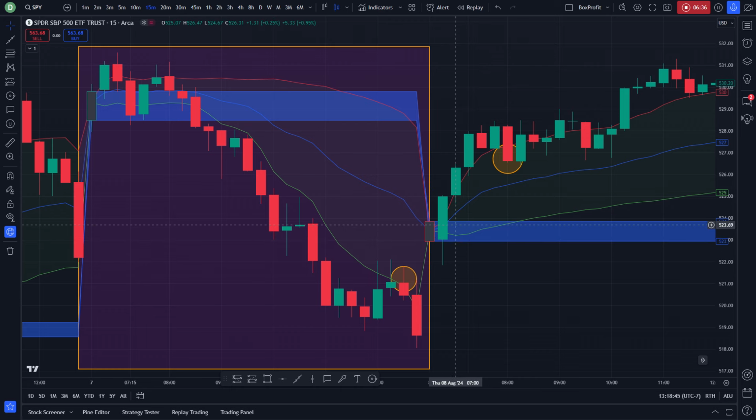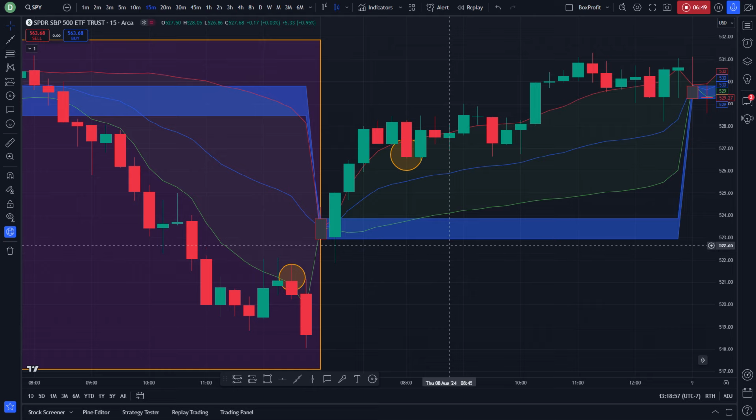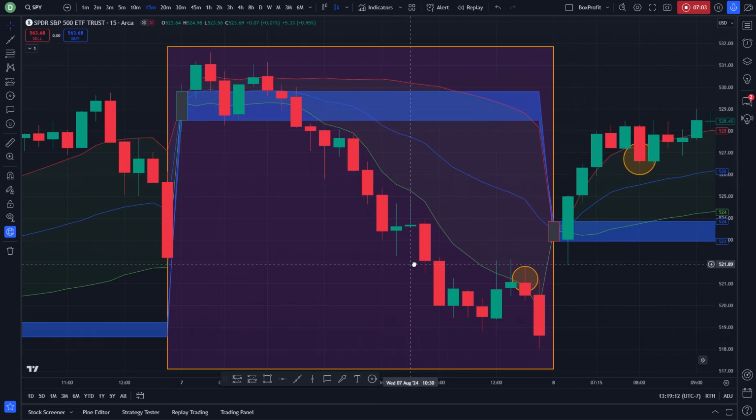So the open range breakout allows us to capture that early morning sentiment. And in addition to that, we have the VWAP giving us the confidence for riding the trend, and along with the VWAP, we can capture that whole entire move in a really small time frame.